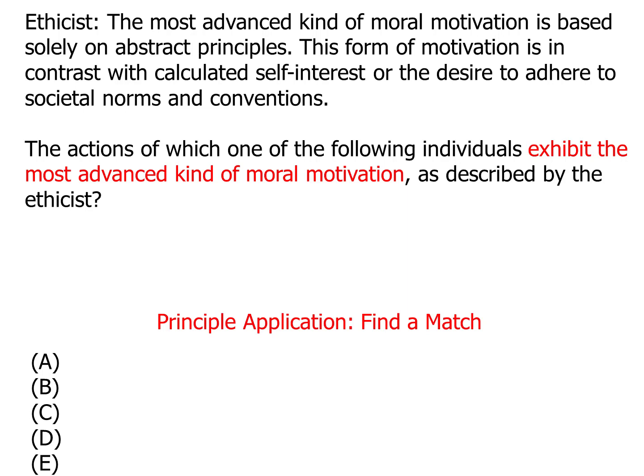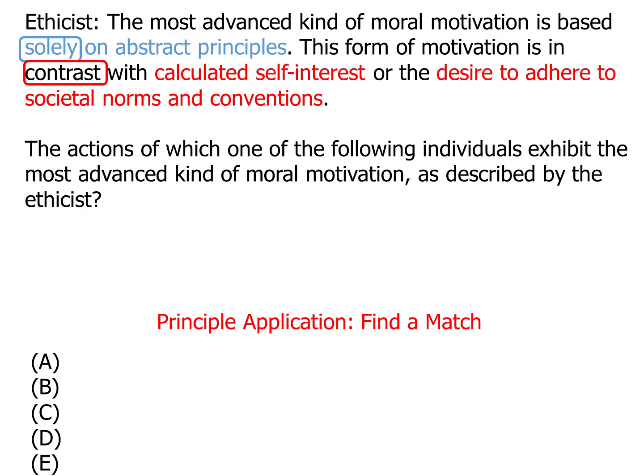So the ethicist says the most advanced kind of moral motivation is based solely on abstract principles. He also gives us two things that it's not. So this form of motivation is in contrast with calculated self-interest or the desire to adhere to societal norms and convention. In other words, to count as the most advanced kind of moral motivation, you have to be motivated only by abstract principles. You can't be motivated by self-interest, and you can't be motivated by societal norms.